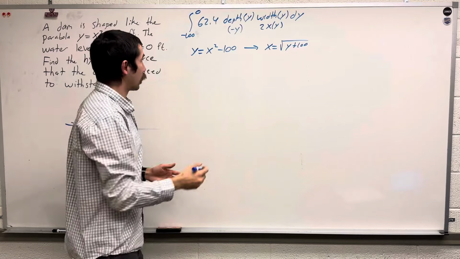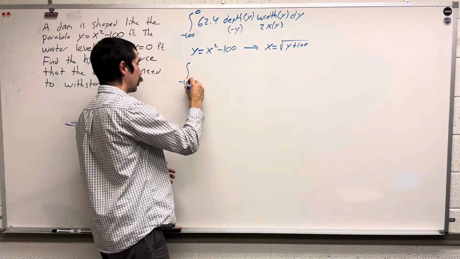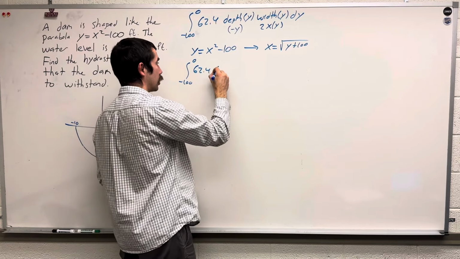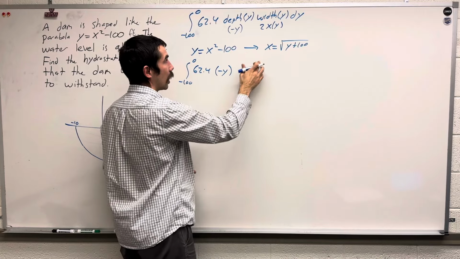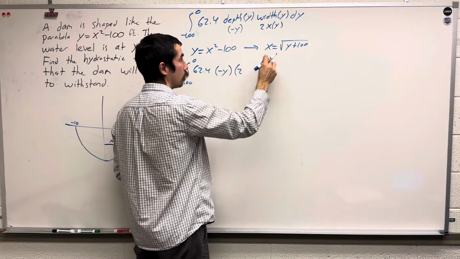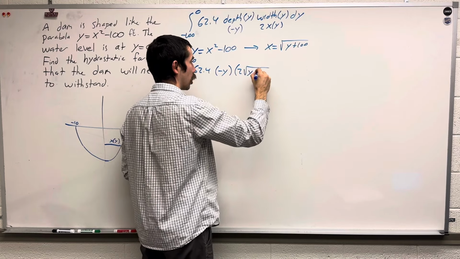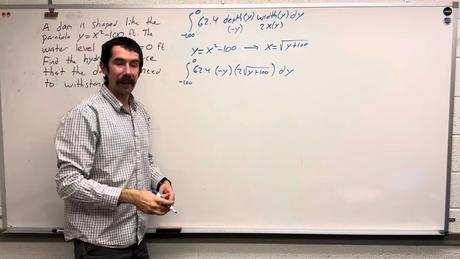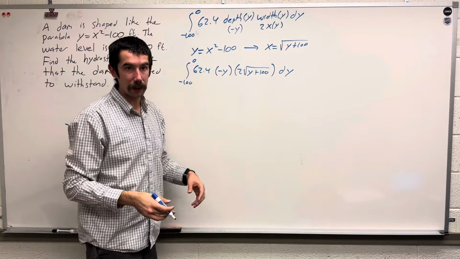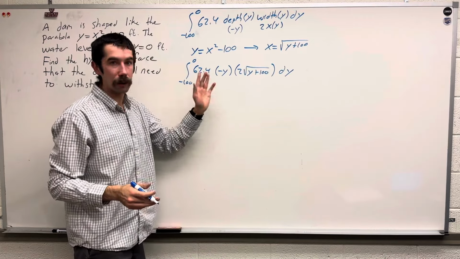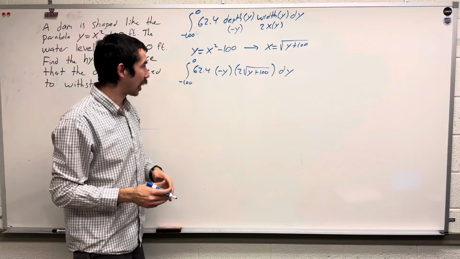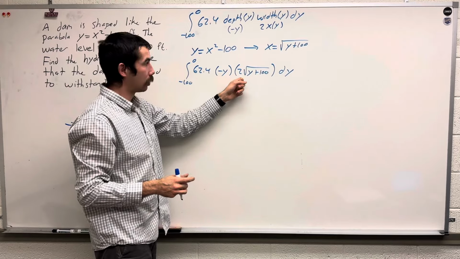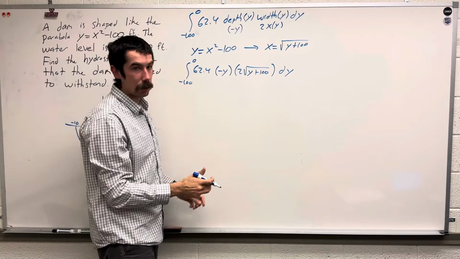All right, so we're going to evaluate the integral from negative 100 to 0 of 62.4 times negative y times 2 times the square root of y plus 100. All right, so some of you would be done with the problem at this point if you are allowed to use integral calculators. I'm going to go through and show how we can evaluate this integral by hand. All right, we could pull out the 62.4 times 2. And I'm also going to do a u substitution.